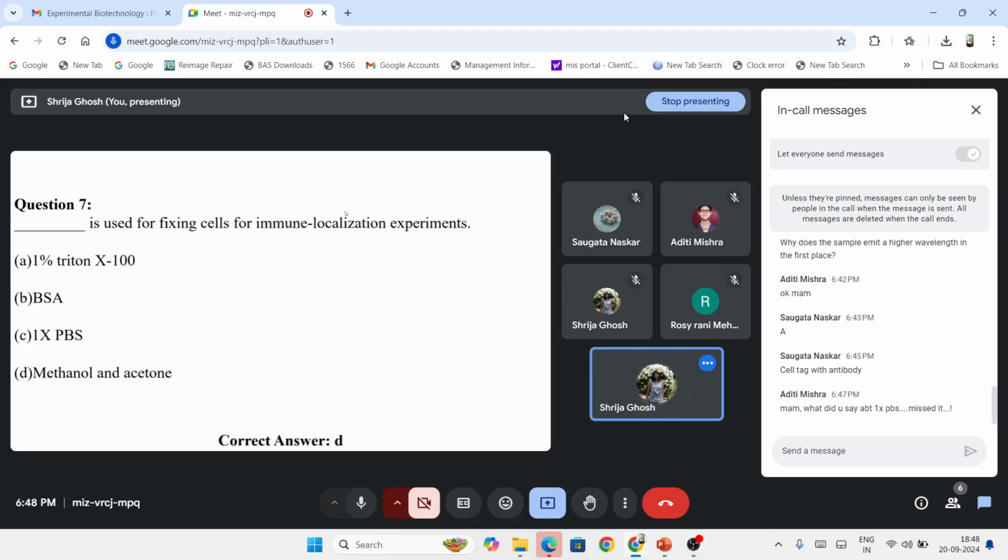For washing steps, we don't wash things with water because there will be a difference in osmolarity. So phosphate buffer saline has phosphate salts, sodium phosphate, potassium phosphate, and it has sodium chloride. So it maintains the pH and the osmolarity of a cell or any biological material. Okay.